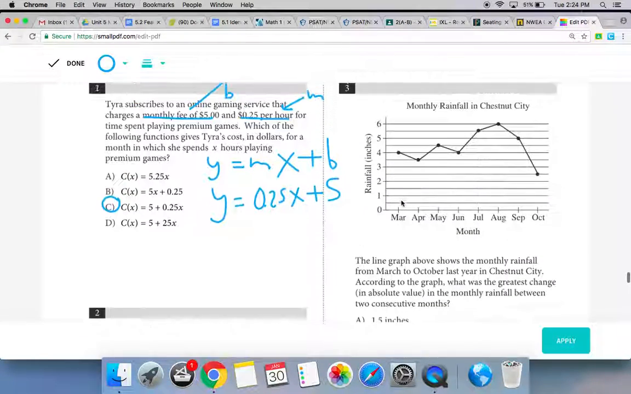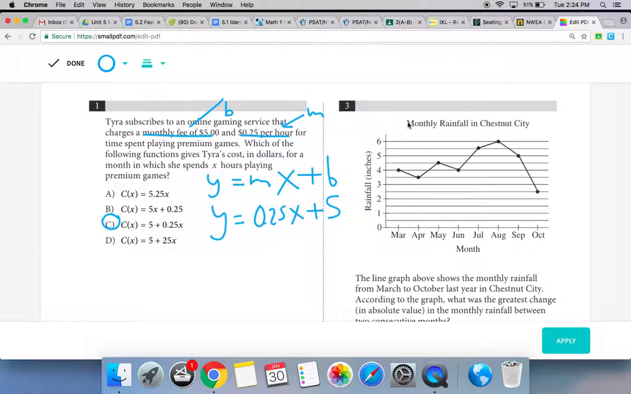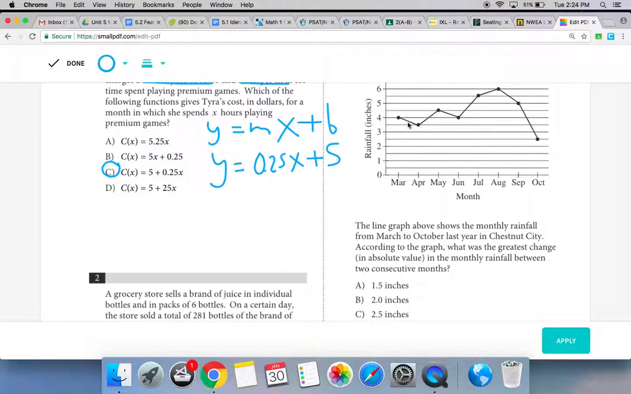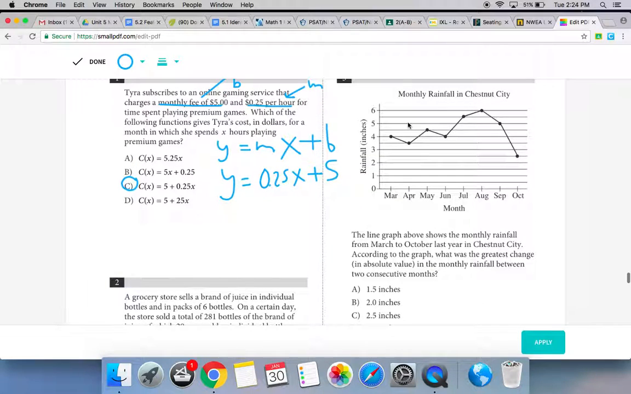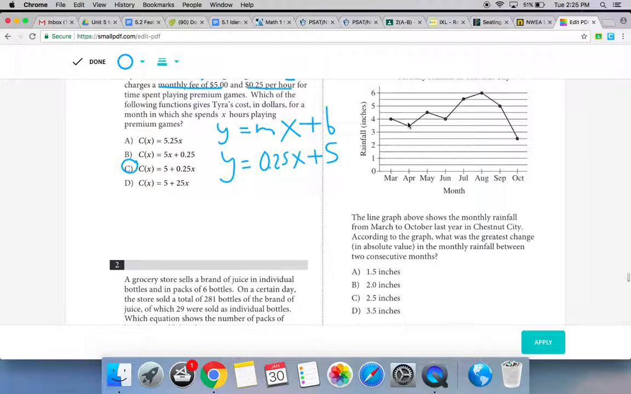For question 3, basically you have different quantities of rainfall. And it says that for every month, there's a change in the amount of rainfall. For example, in March, there were 4 inches of rain, and then in April, there were 3.5 inches of rain. So there was a decrease of 0.5. So now, let's read the question.